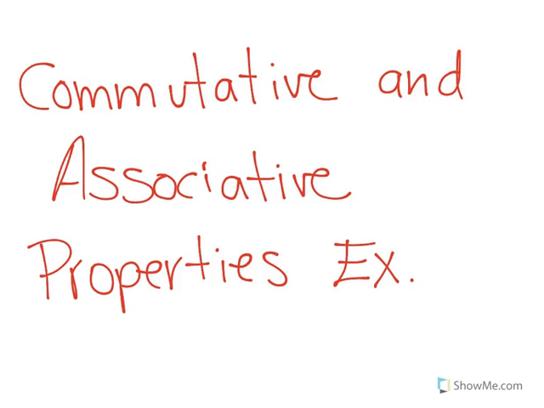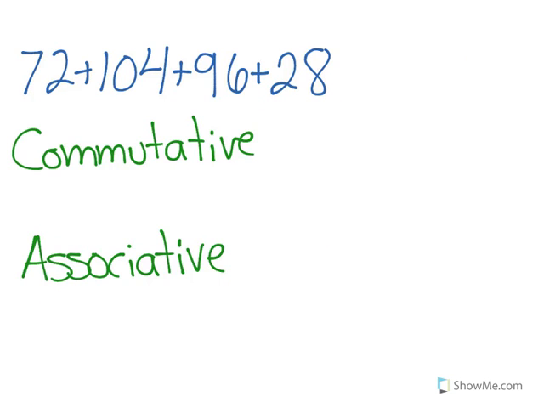Hello, so today we will see some examples on commutative and associative properties. So our first example is very simple. We just have 72 plus 104 plus 96 plus 28.